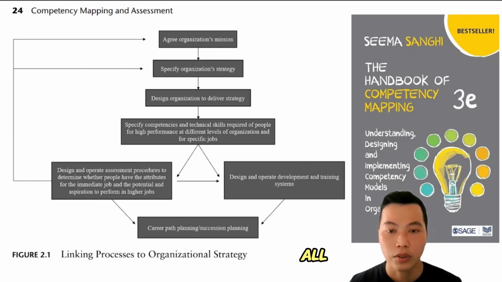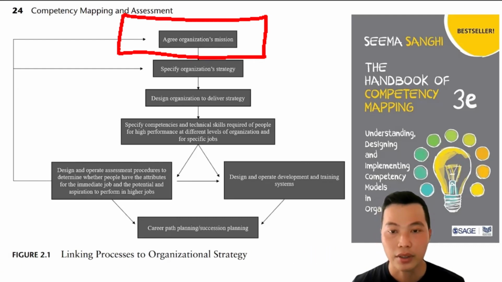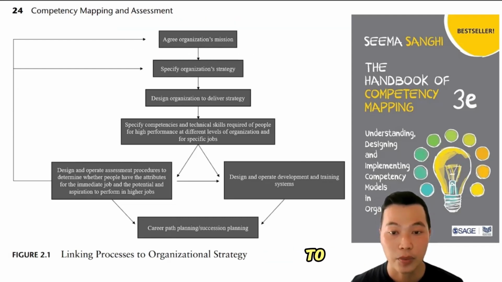So we'll start from the top, mission. Step one, agree on the organization's mission. The organization has to be aligned on its mission. The fundamental question is, why do we exist? If the mission is not clear, everything below it becomes vague.